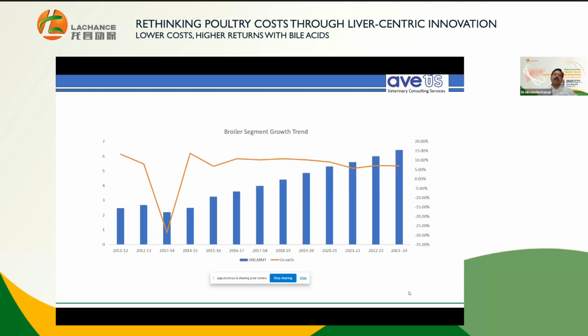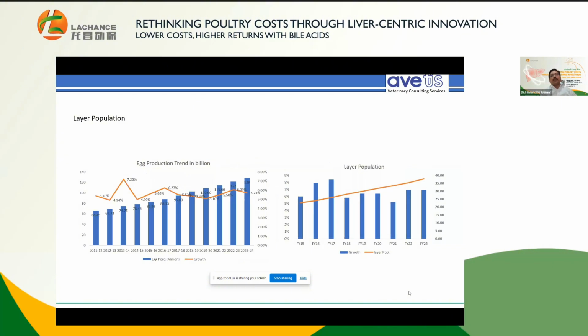This is the broiler segment trend for the last 10 to 12 years. The growth is close to 5%, while the production has gone from close to 2 million metric tons to 6.5 million metric tons. And for the layer population, particularly egg production, 129 billion eggs are produced.